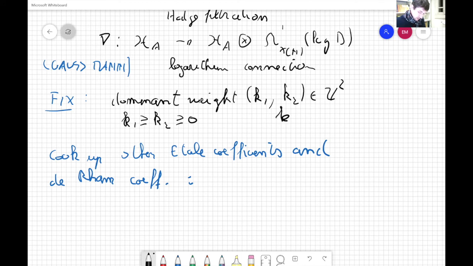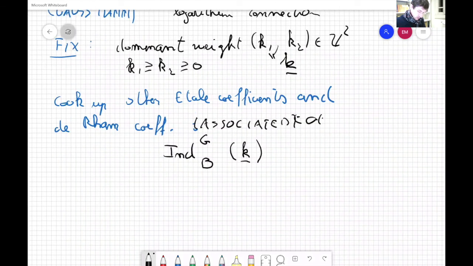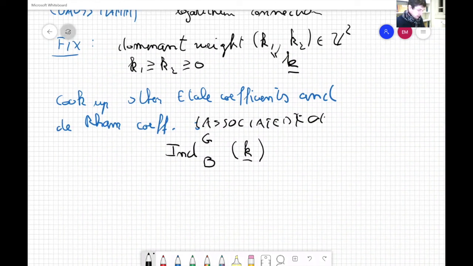Remember that we call this underline k. It is associated to the algebraic representation given by inducing. You have the Borel subgroup that maps inside the symplectic group and maps to the torus. You take your character as a representation of the torus, and you induce to the group G. So it's an algebraic representation of G. And associated to this, as Vincent explained, you can construct coefficients on this Siegel variety. How do you do that?